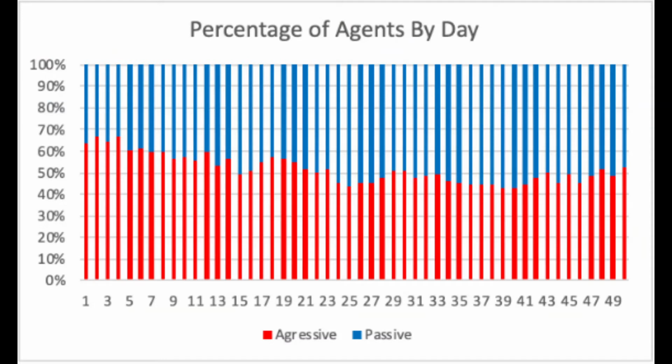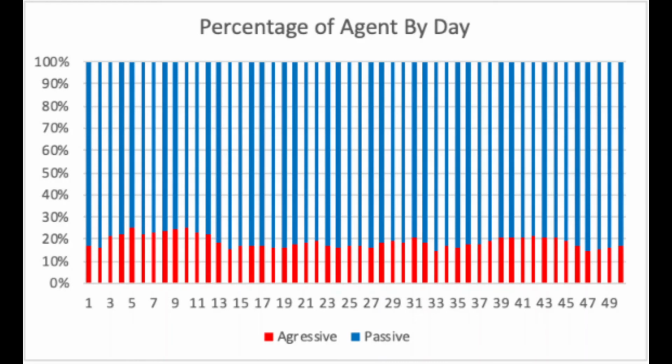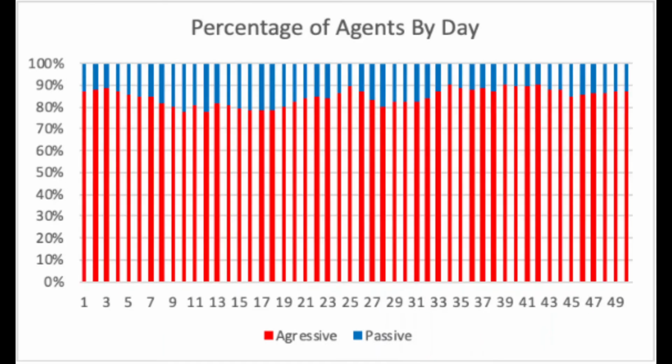Then we studied the evolution of our agents' population throughout the days of an iteration, and we could see that it was maintained pretty much no matter what the initial agent's population was.